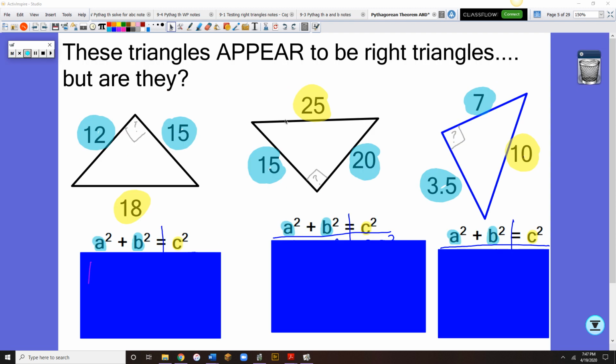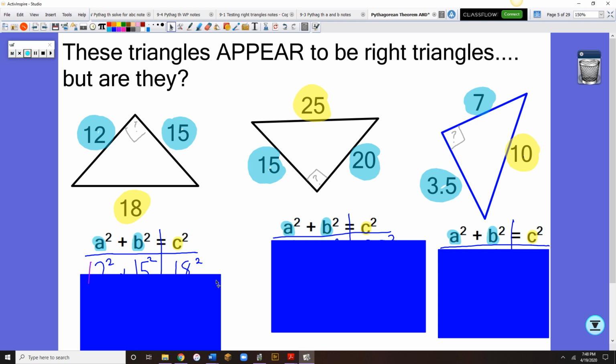Okay, these are diagrams that are deliberately drawn to trick you. It looks like there's a right angle in this corner, but maybe it's not. So we're going to use the Pythagorean theorem to see if we're being tricked. 18 is the largest number, so that is going in for C. 12 and 15 are my legs, so I've got 12 squared and 15 squared. And then on the other side of the line, 18 squared.